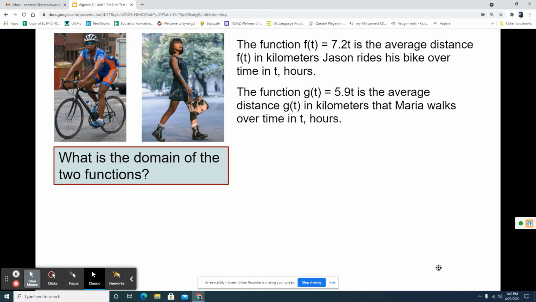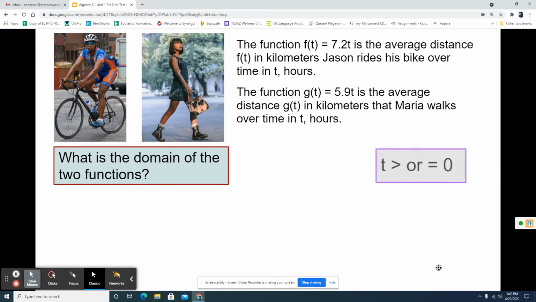What is the domain of the two functions? Here we go. The function f(t) = 7.2t is the average distance in kilometers Jason rides his bike over time in t hours. The function g(t) = 5.9t is the average distance, g(t), in kilometers that Maria walks over time in t hours. So t is all about time. T is the time in hours.